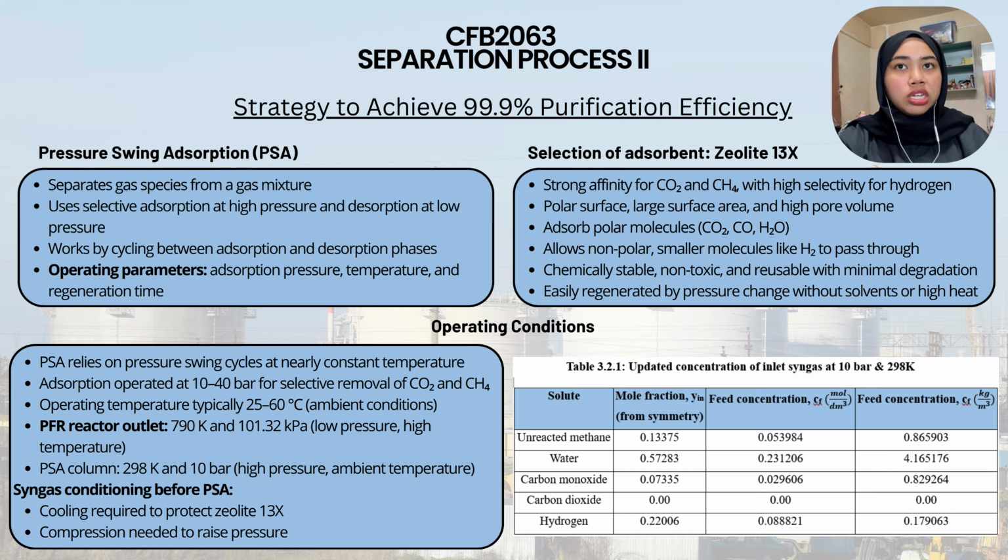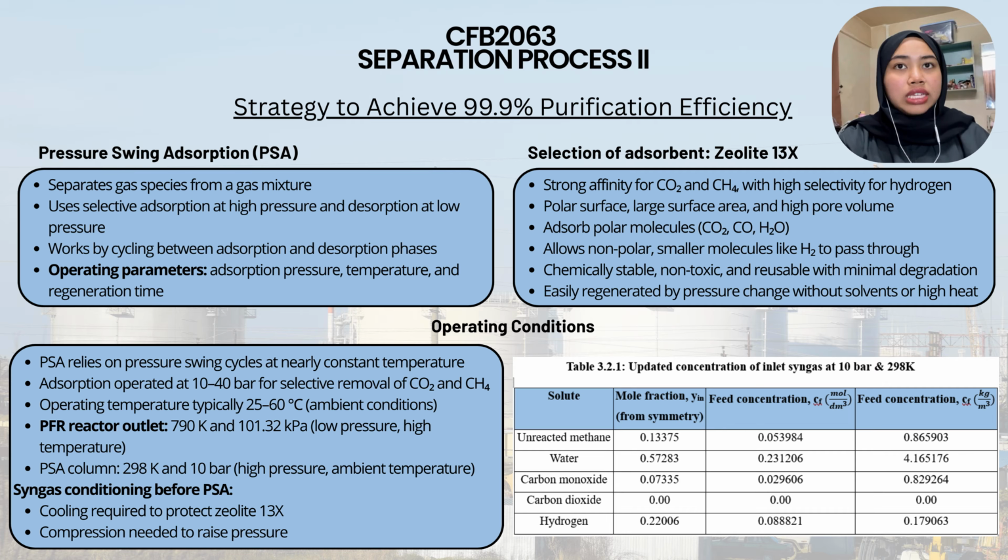The operating conditions for the PSA process employing zeolite 13X molecular sieve for hydrogen purification are dynamic and rely on pressure cycles at a relatively constant temperature. Adsorption is operated at 10 to 40 bar for selective removal of carbon dioxide and methane. Operating temperature is typically between 25 to 60 degrees Celsius.